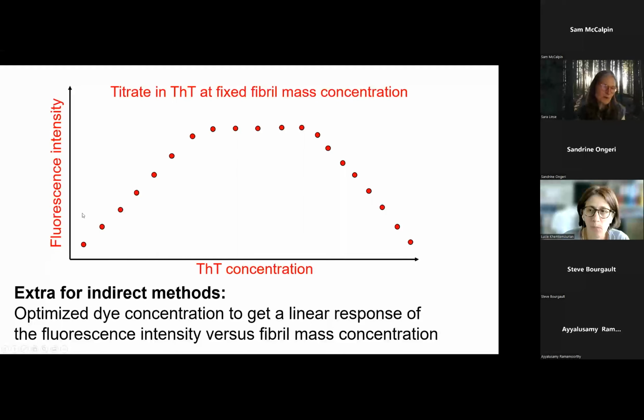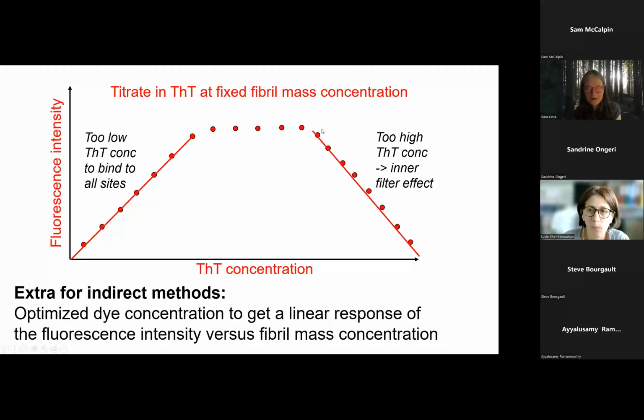So you can record the whole spectrum or just the intensity at the wavelength of interest. And in the beginning, the more you add, it will just increase. So here you are suboptimal. That is the range where the thioflavin T concentration is too low to bind to all the sites in the fibrils. You have to reach a plateau. And then if you over-titrate, I mean, you'll be happy for a while.